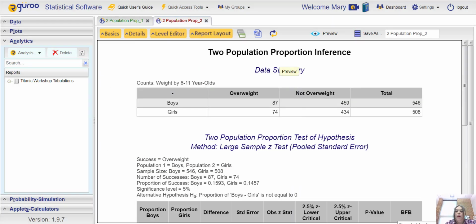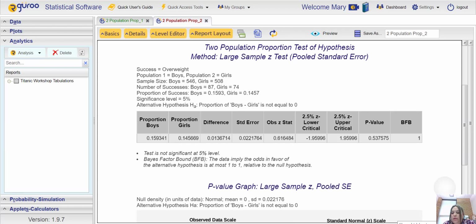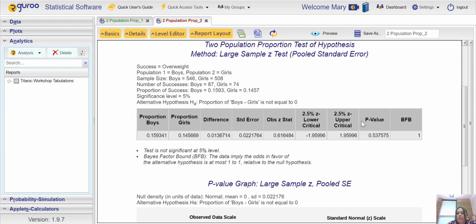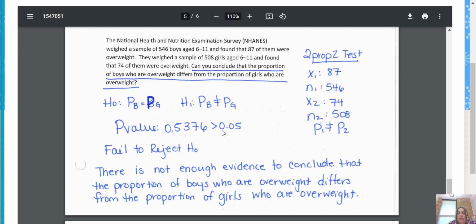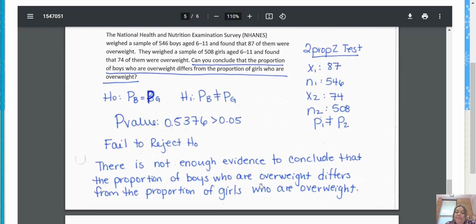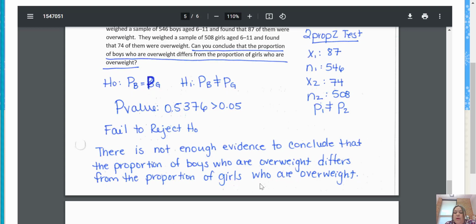and hit our preview. We've got a data summary. What we're interested in is the p-value, which is on this table here. It says p-value is 0.537575, so 0.5376. That is the same thing that we got here, which is greater than 0.05, so we failed to reject the null. So that means there's not enough evidence to conclude H1. And we write that in context. There's not enough evidence to conclude that the proportion of boys who are overweight differs from the proportion of girls who are overweight.